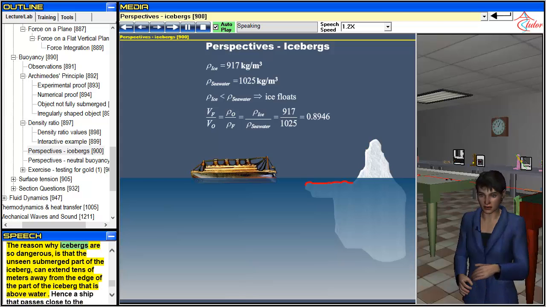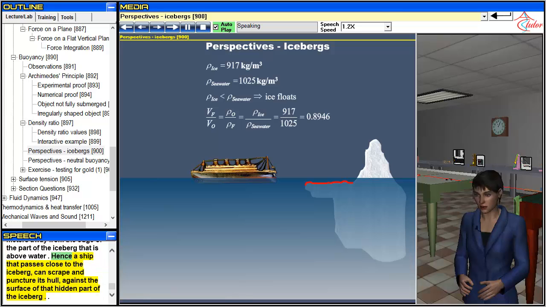The reason why icebergs are so dangerous is that the unseen submerged part of the iceberg can extend tens of meters away from the edge of the part of the iceberg that is above water. Hence, a ship that passes close to the iceberg can scrape and puncture its hull against the surface of that hidden part of the iceberg.